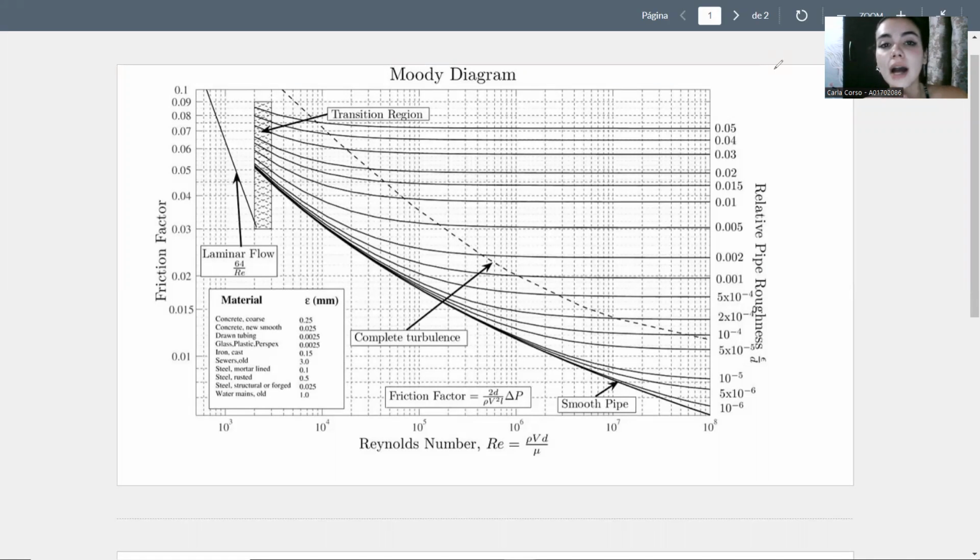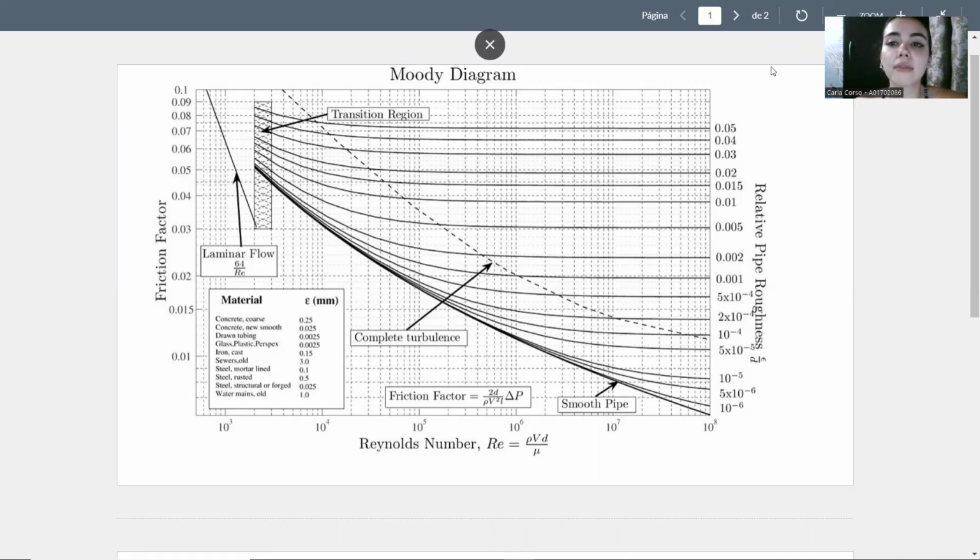Okay, so I'm going to explain the Moody diagram and what it is used for. It is used for the calculation of the friction factor of a fluid flow. For this, we need to know the relative pipe roughness, which is given by the roughness divided by the diameter, and the Reynolds number, which can be calculated with the velocity and the diameter. We need to clarify that the velocity and the diameter are given in meters per second and meters respectively.